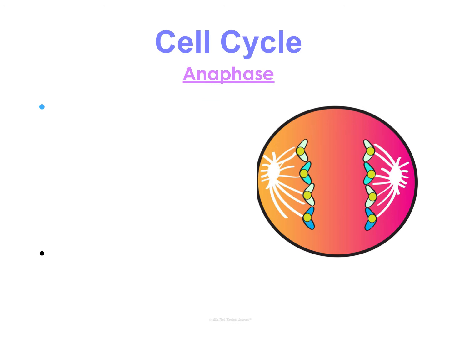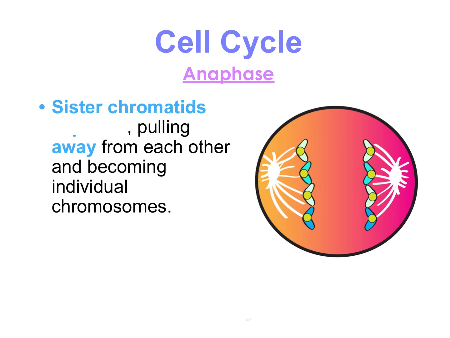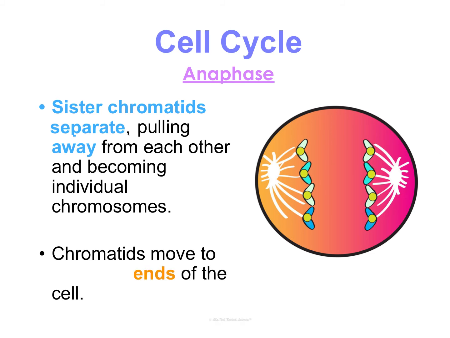The next phase we have in PMAT is anaphase. So this is the A portion of PMAT. And in anaphase, our sister chromatids are going to be separating and pulling away from each other and becoming individual chromosomes. So we can see that in our picture here, that we had our X's and now they've split in half, going to opposite ends of the cell, which is our next part. So our chromosomes are separating and being moved to opposite ends of the cell.